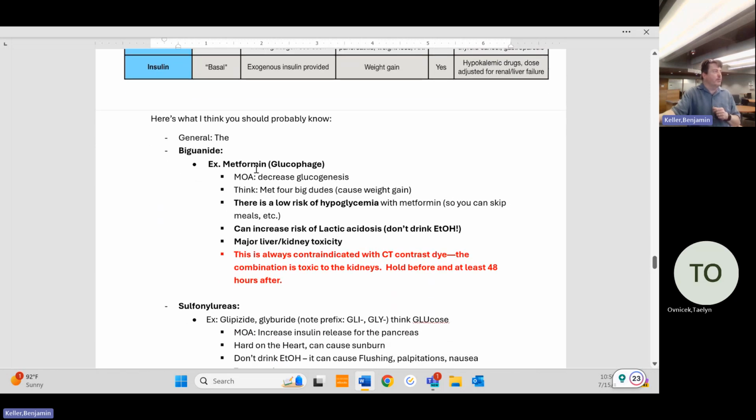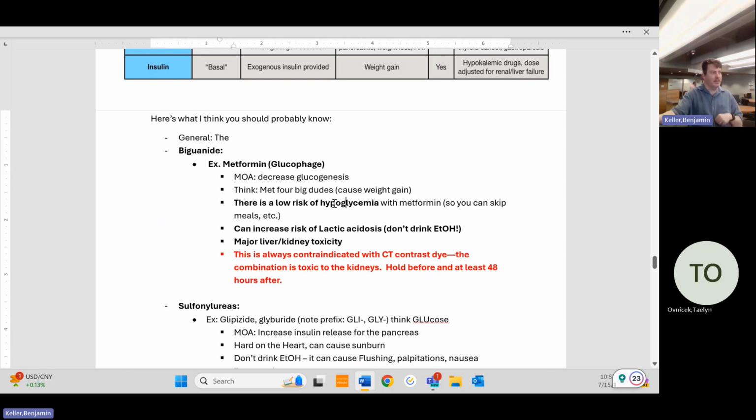So in general, you want to know biguanides, and the example here is metformin, which is Glucophage. It reduces gluconeogenesis, so it stops the body from making as much glucose. You can think of metformin as Met for big dudes. It can cause weight gain. So that's one teaching. There is low risk of hypoglycemia, so you can skip meals and so forth with metformin. So this is a teaching.